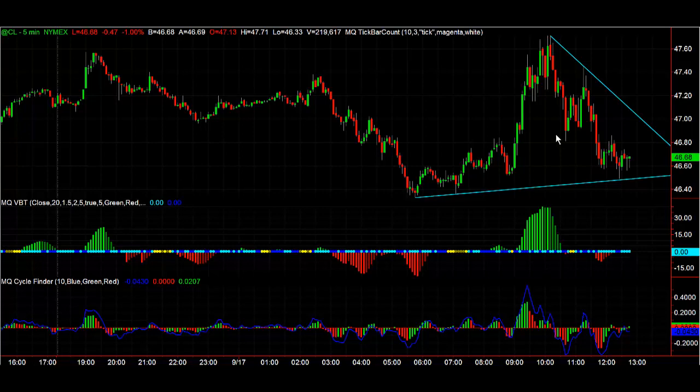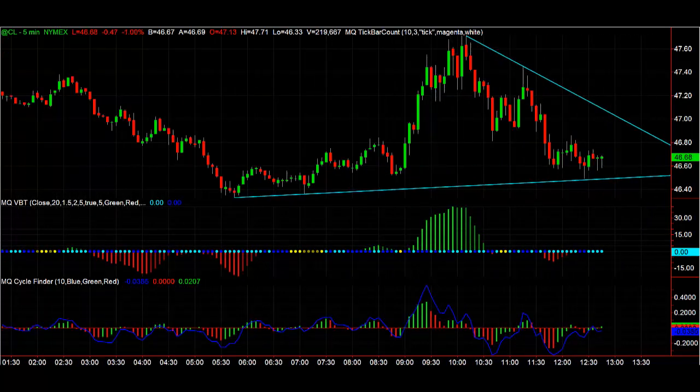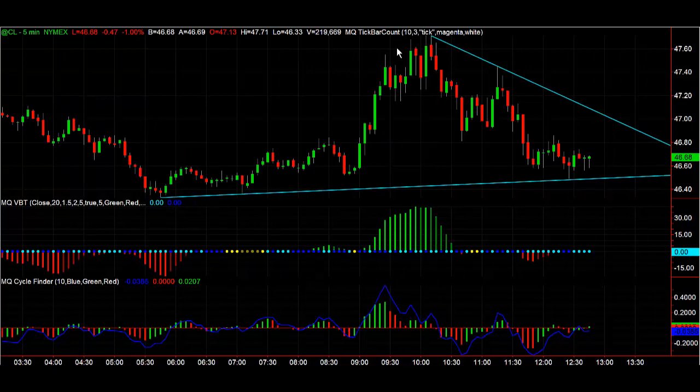We're going to go ahead and take a look at crude oil, and more specifically, using the cycle finder indicator and how you use this to profit from price moves. And it worked really well this morning in crude. We had a long and then reverse and short, and both worked out really well.